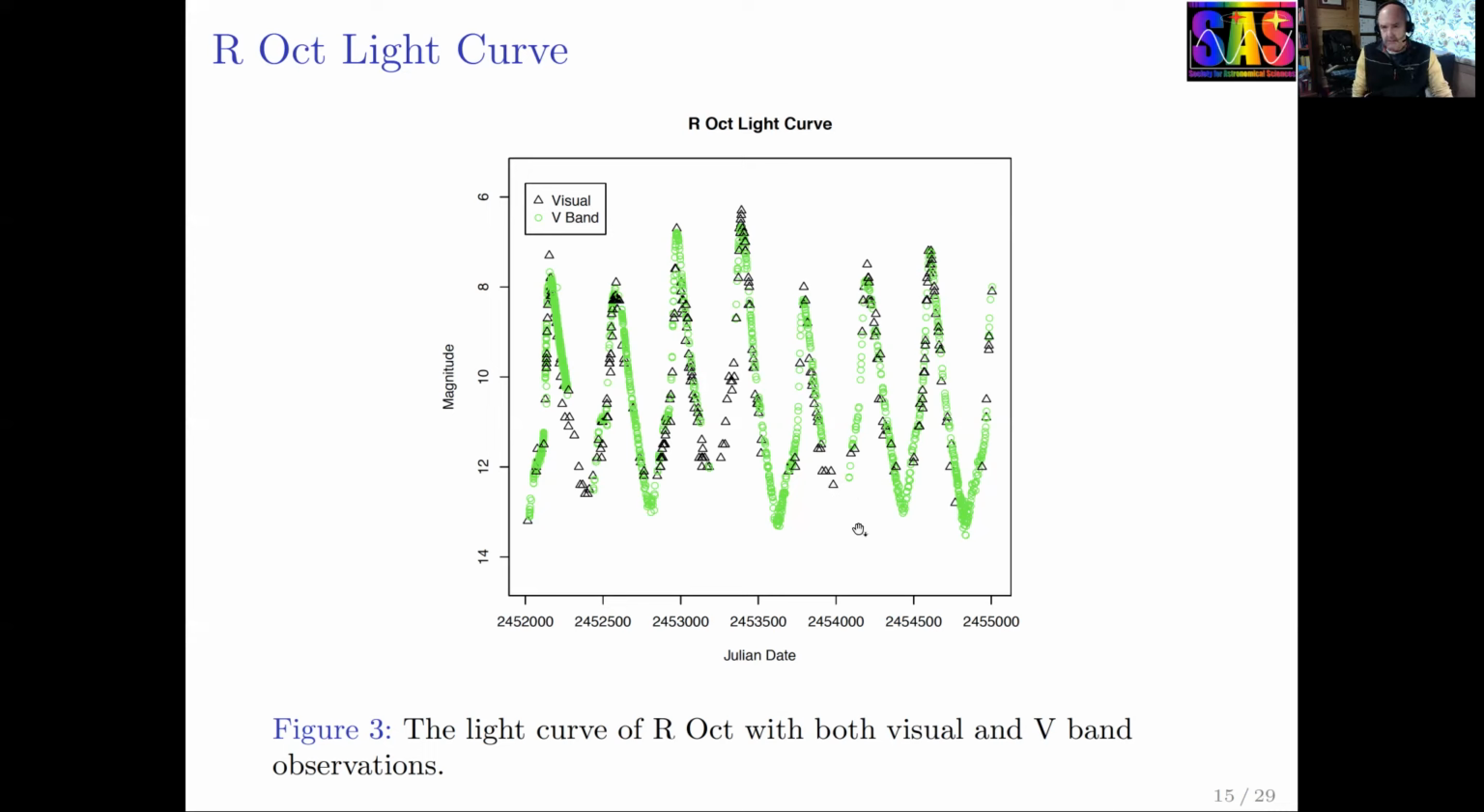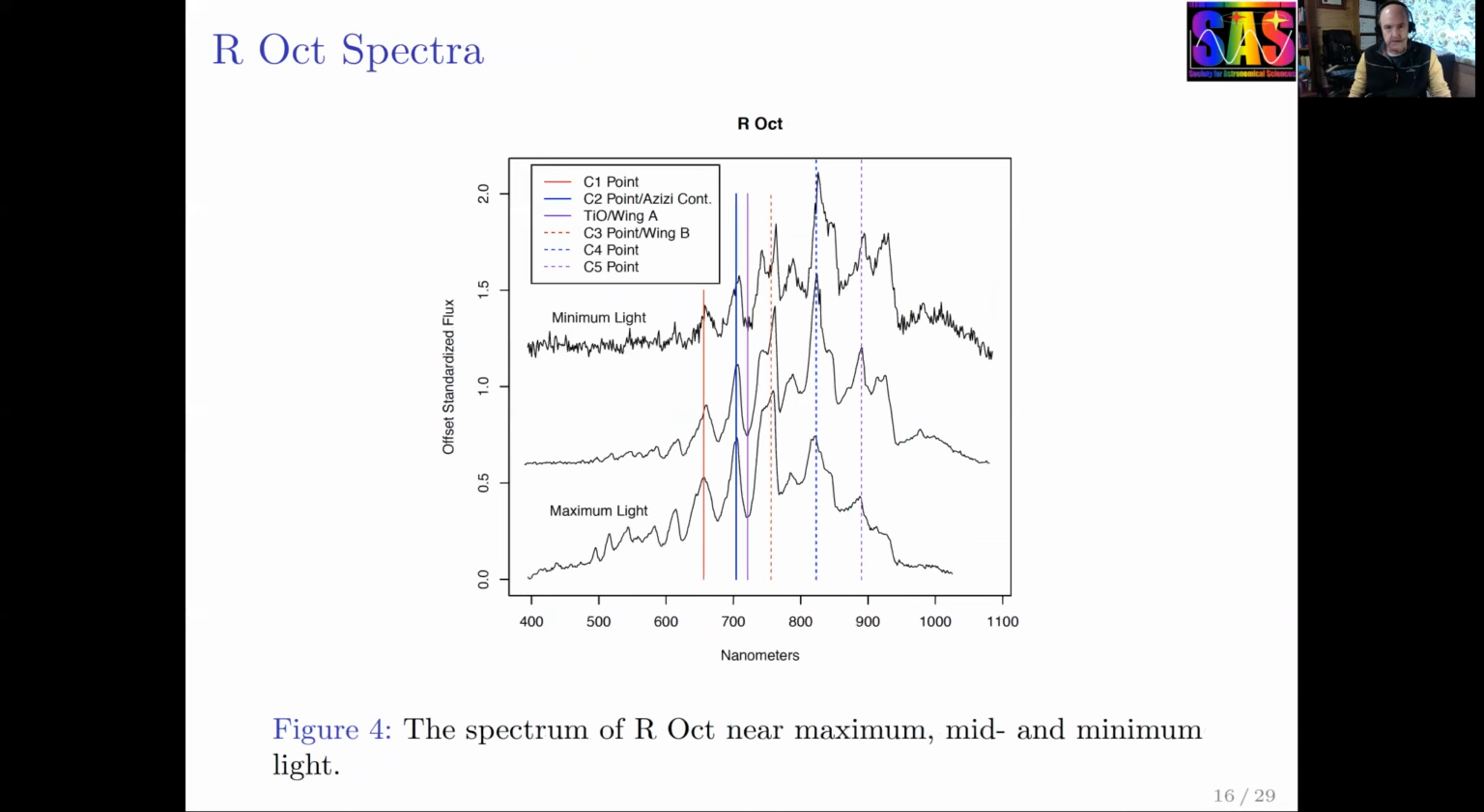It just so happened that when we were observing it, it had low maximums and deep minimums. So it was cooler than its historical average, although definitely not outside its historical range. Here are three spectra from R Octantis.